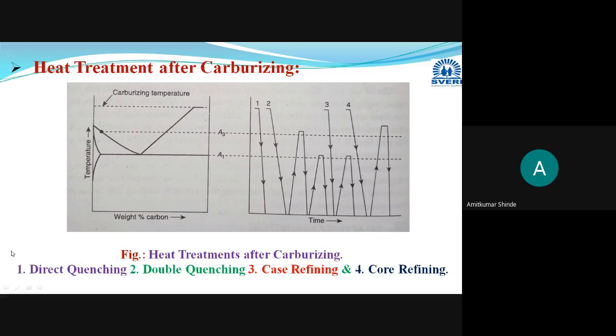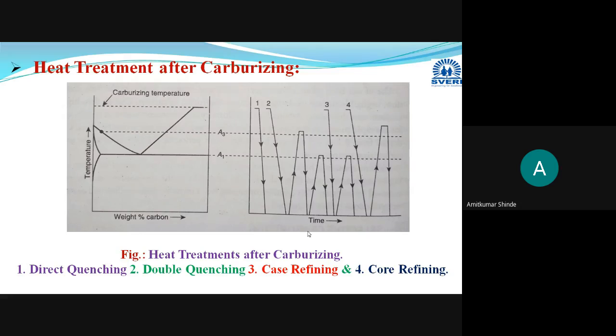So in this way, these four heat treatment processes or hardening processes or quenching processes are required depending on the properties needed after performing the carburizing. You can go for direct quenching, double quenching, case refining, or core refining, depending on the properties required. Okay, in this way the first surface heat treatment process, that is carburizing, is finished.